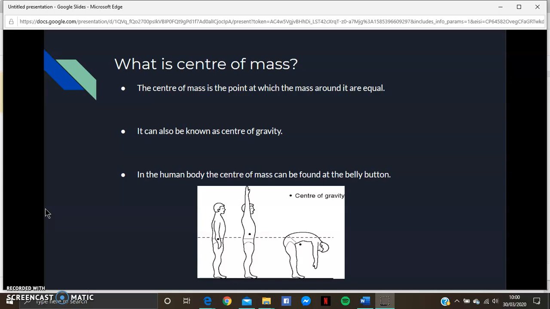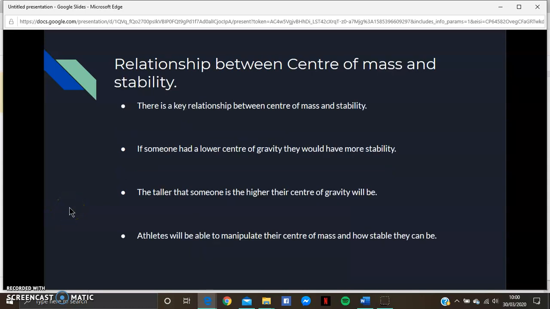Another example could be seen in gymnastics when the athlete is on the beam. This is because they need to maintain a stable position, and this is done by the athlete keeping their body as straight as possible when they're on top of the beam. This in turn allows the athlete to have their centre of mass in the same position whilst keeping the stability as well as they can. The relationship between centre of mass and stability.